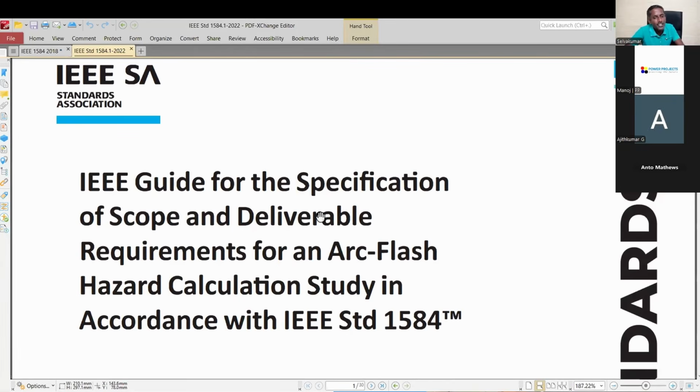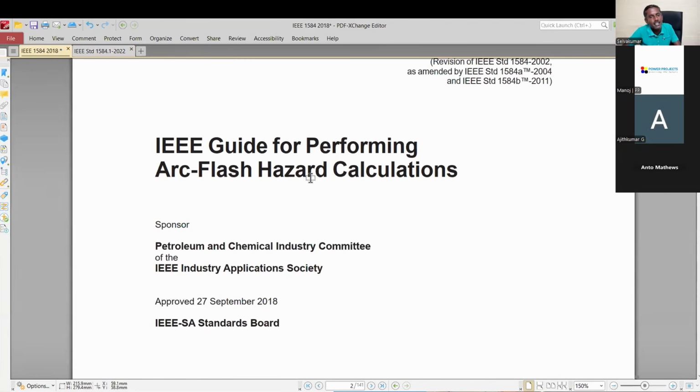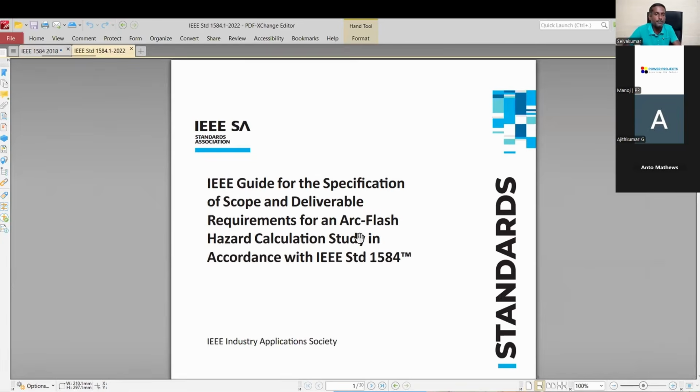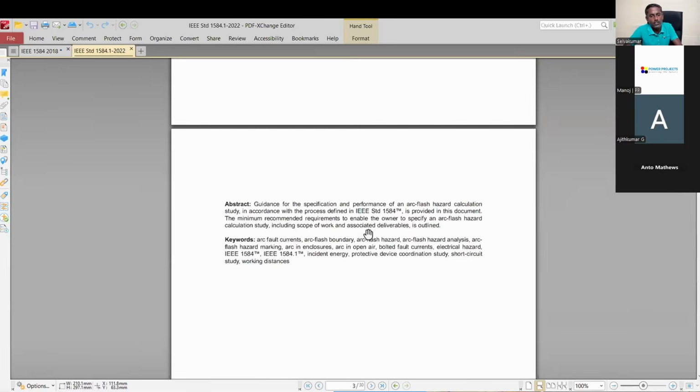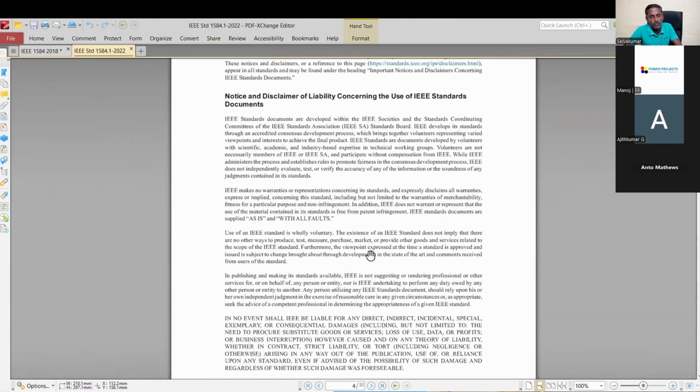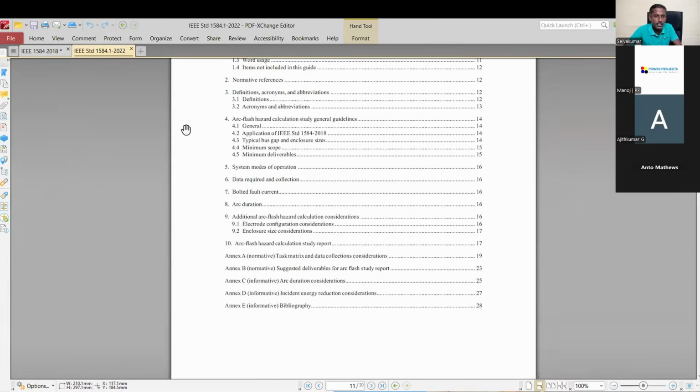So the IEEE guide for specification of the scope of deliverables defines what is to be done by the consultant and what the deliverables are as a part of arc flash studies or arc flash hazard calculations. Rather than saying arc flash studies, the standard says arc flash hazard calculations. Arc flash hazard calculations include two things, incident energy and arc flash boundary. So when coming to the standard, what is to be done, or what is the scope? It's all general. Let's come here.